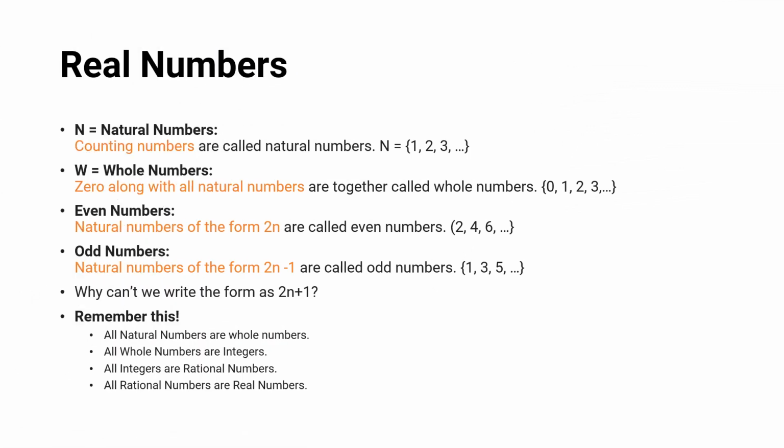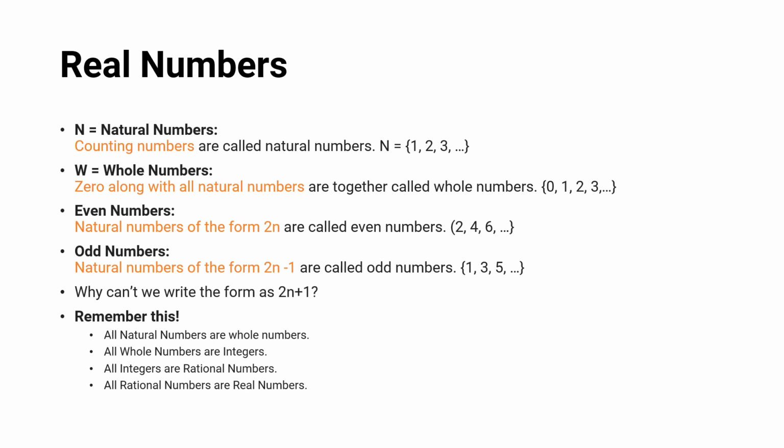N is called natural numbers. Counting numbers are called natural numbers. N equals 1, 2, 3, etc. Whole numbers stand for W. 0 along with all natural numbers are together called whole numbers: 0, 1, 2, 3, etc.